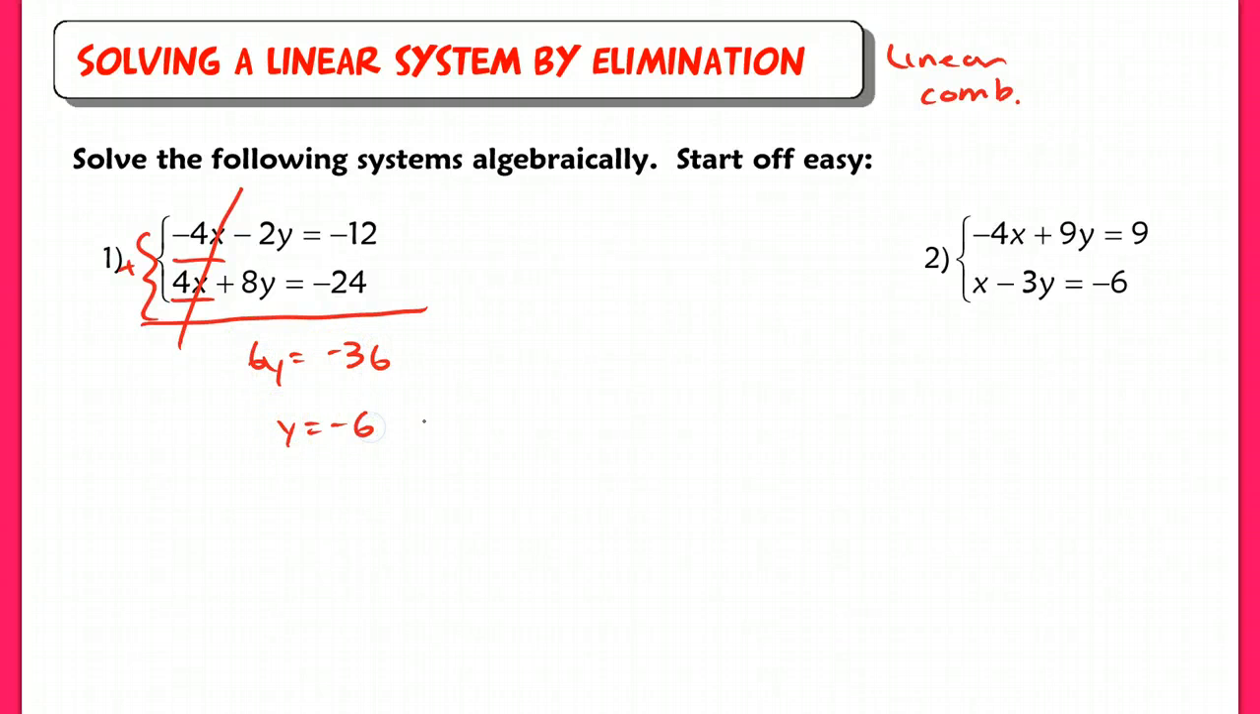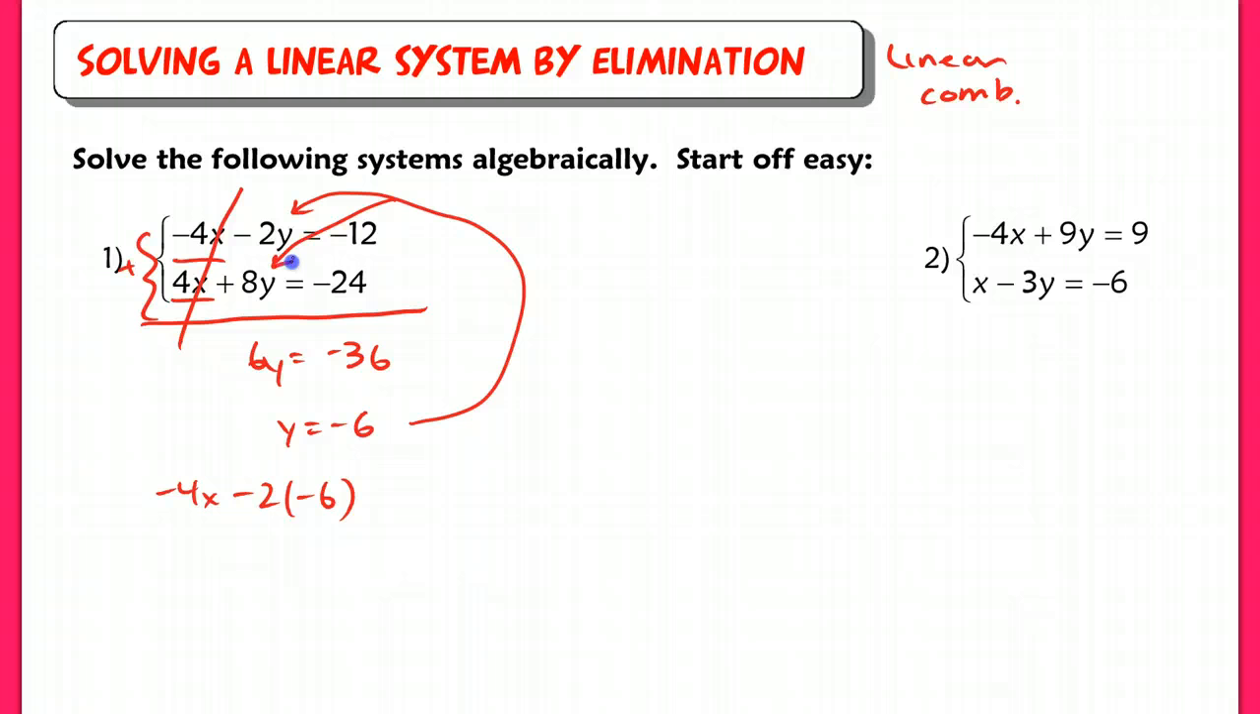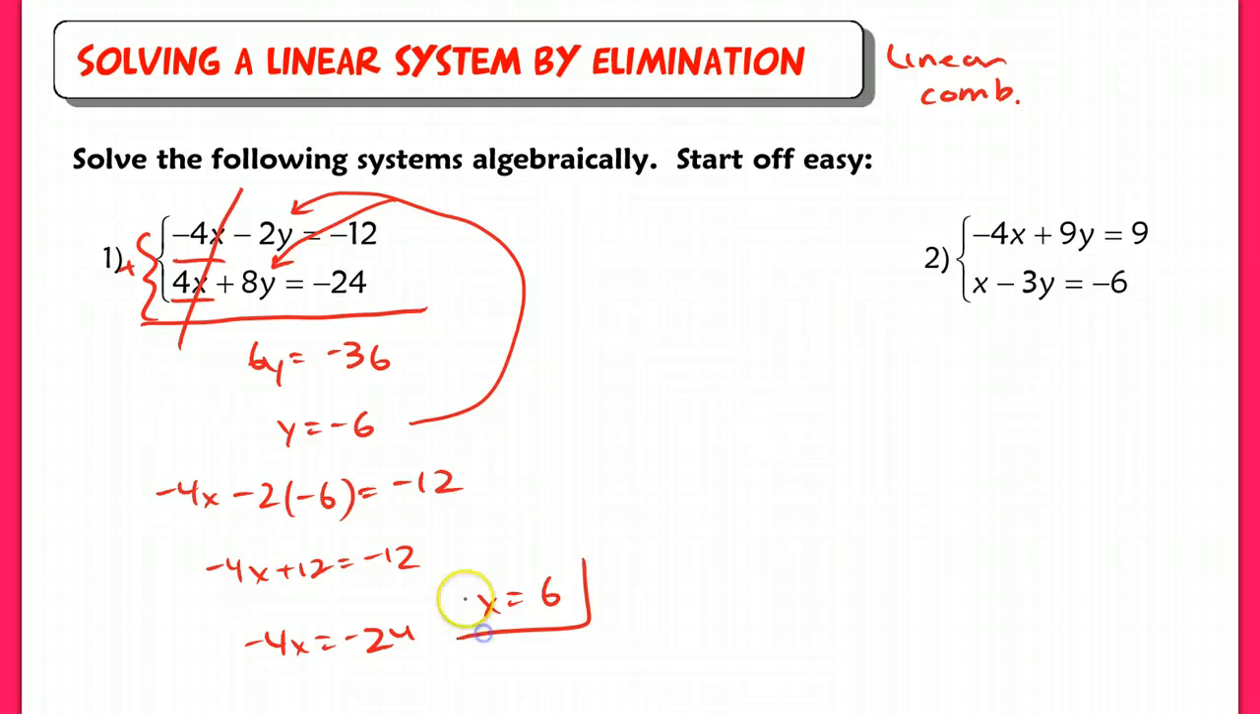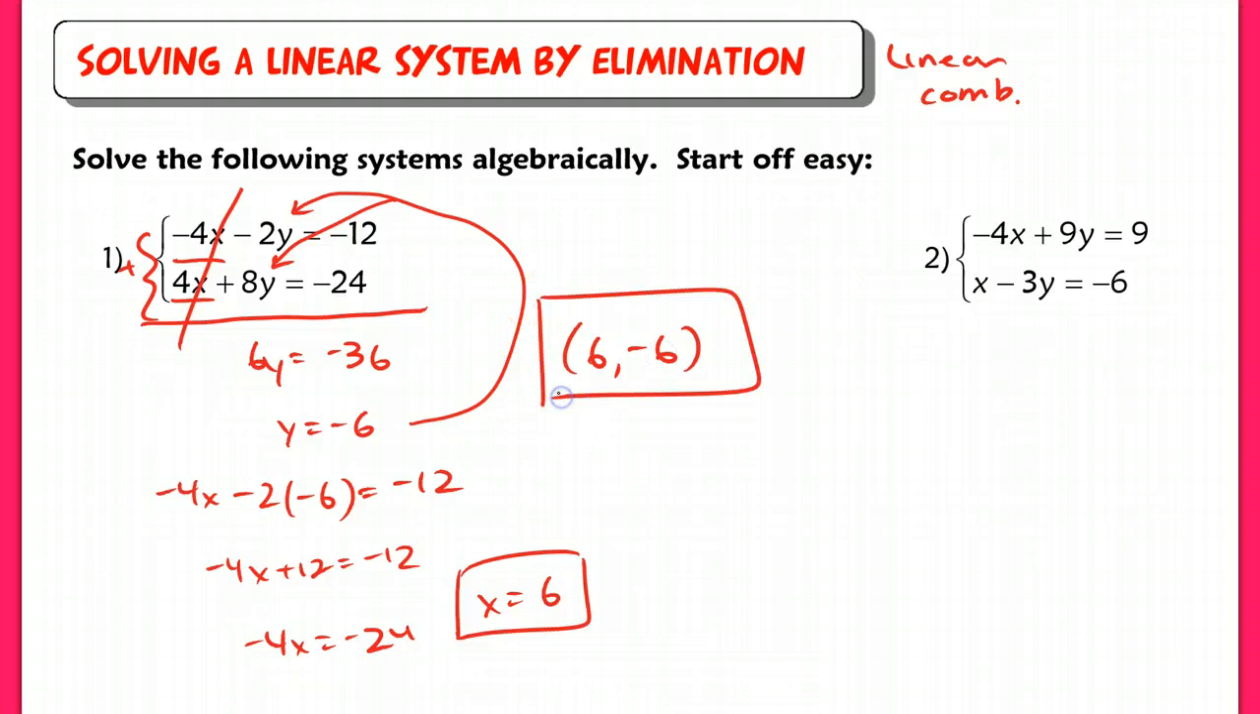So y equals negative 6, and I can plug that back into either line, actually. I could have also drawn that line to here. In either case, I would be able to solve. And I get negative 4x plus 12 equals negative 12. So subtracting, I get x equals positive 6. So my solution, when I write this coordinate, is (6, negative 6), which means that these two lines do cross, and that intersection point would be (6, negative 6).